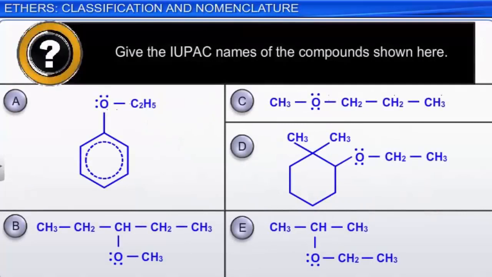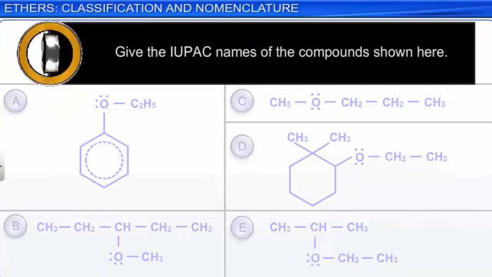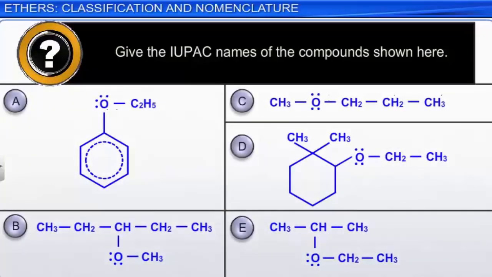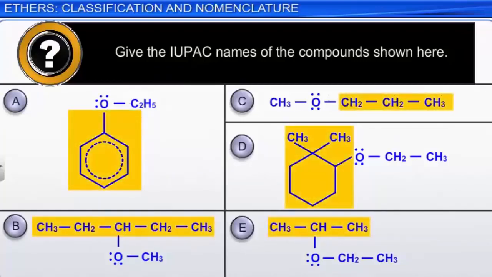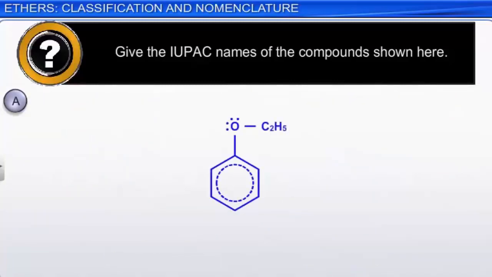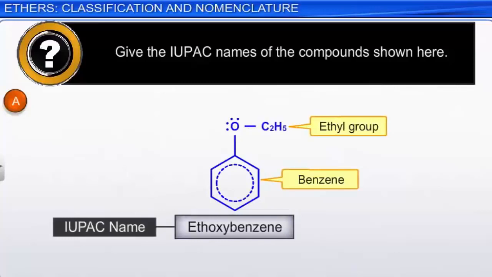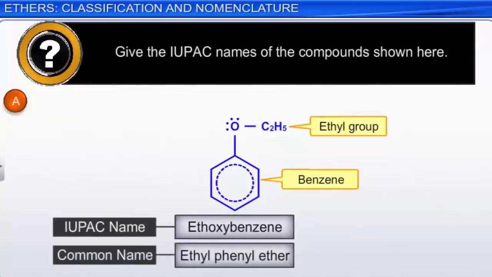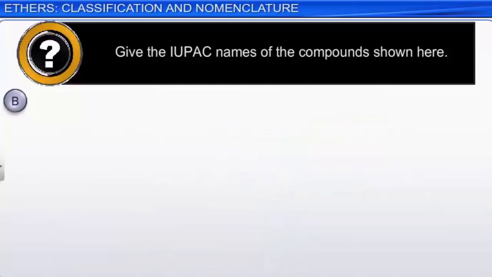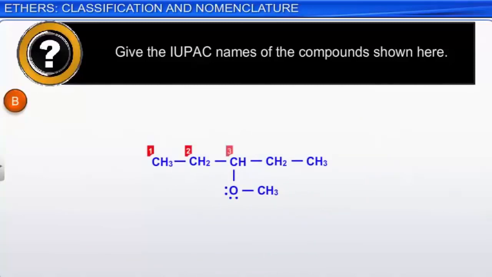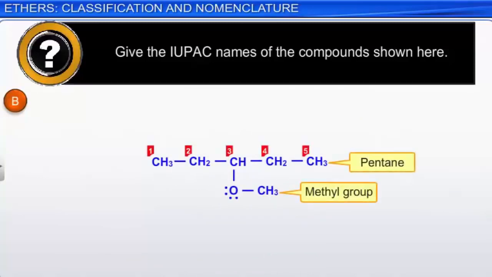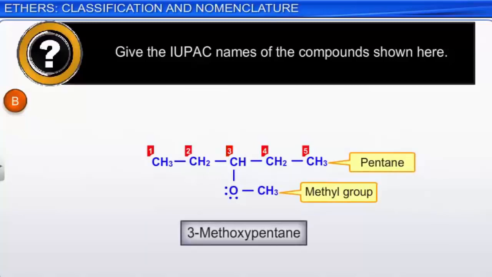Here are some problems for you to try. Give the IUPAC names of the compounds shown here. They are all ethers. Remember that the longer chain is considered to be the parent chain. Molecule A is ethoxybenzene. Its common name would be ethyl phenyl ether. Molecule B has a 5-carbon chain with an ether linkage attached to a methyl group at carbon 3. Thus, molecule B is named 3-methoxypentane.